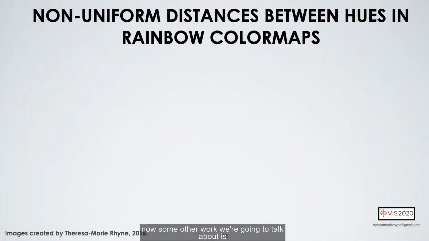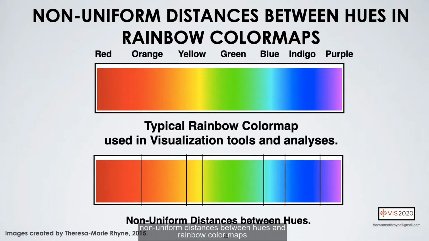Now, some other work we're going to talk about is non-uniform distances between hues and rainbow color maps. This is particularly popular in our visualization culture. For a long time the rainbow color map was the default color map in visualization tools. It's often said that it's non-uniform. Basically, the spacing between the red and orange range is different from the spacing between the yellow and green range. So visually, it's very difficult if you show a rainbow color map and then put something like a scale of 1 through 10 across it.